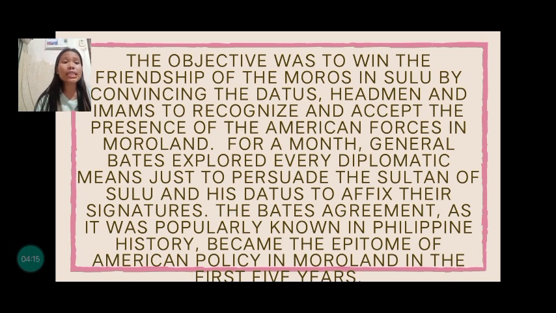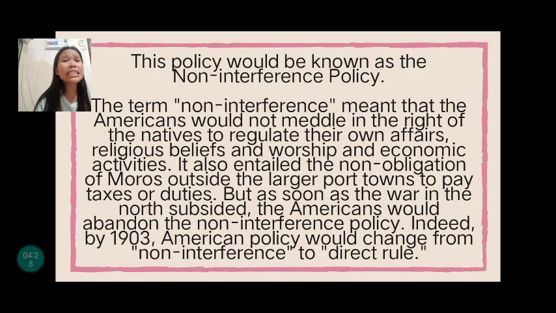And of course they made an agreement, and this agreement in Moreland lasted for 5 years. This policy would be known as the non-interference policy. The term non-interference meant that the Americans would not meddle in the right of the natives to regulate their own affairs, religious beliefs, worship, and economic activities. It also entailed the non-obligation of Moros outside the larger port towns to pay taxes or duties.